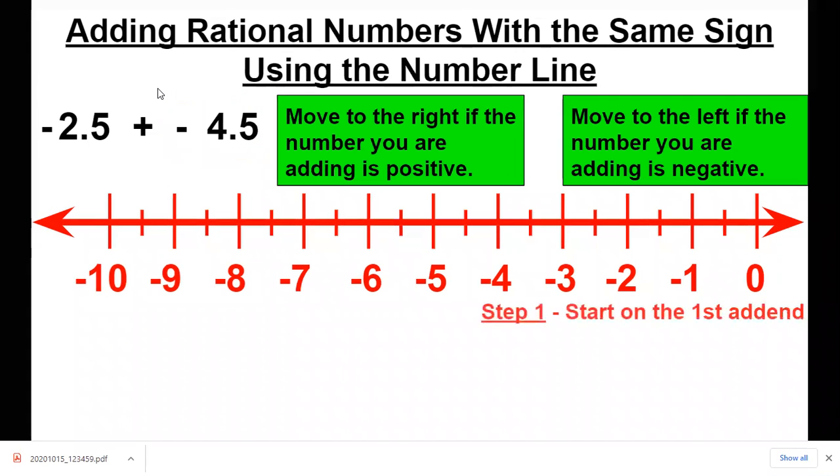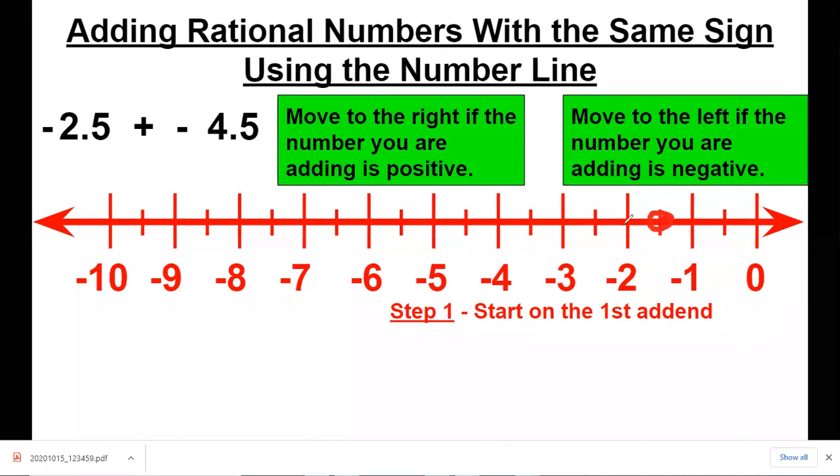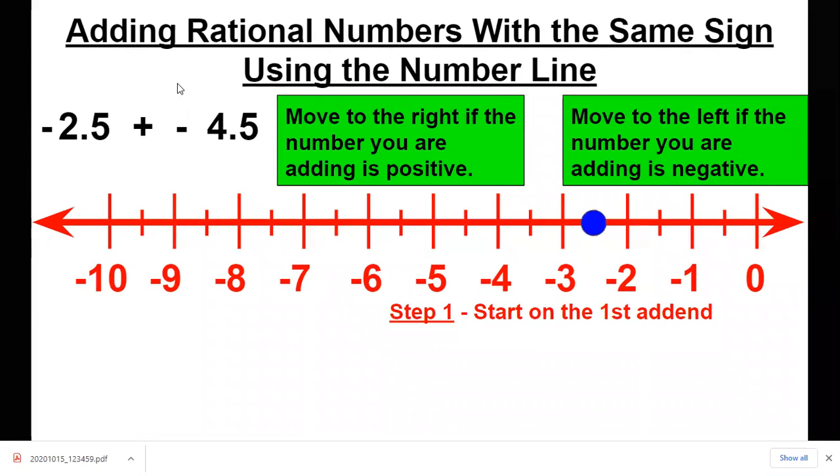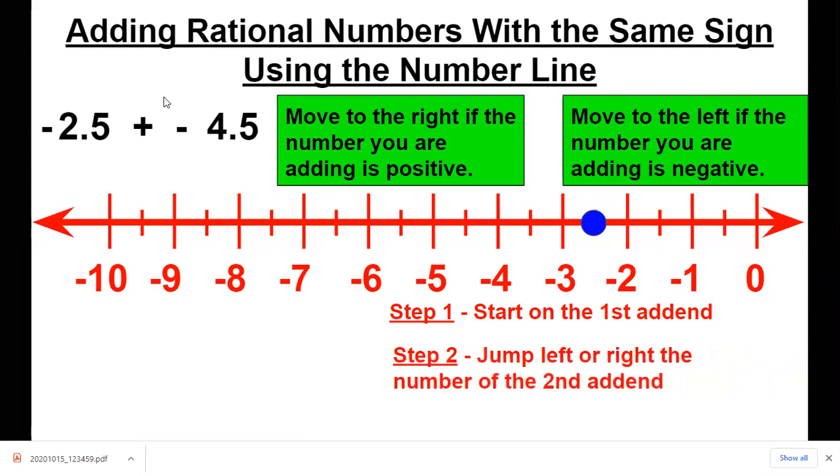Step one is to start on the first add-in. So negative 2.5. You know where that is on the number line? You have a choice, right? You could either put it here or you could put it here. Which is the correct spot? Right, negative 2.5 is past negative 2, so it's going to go in that spot. So let's put our dot there. There's negative 2.5.